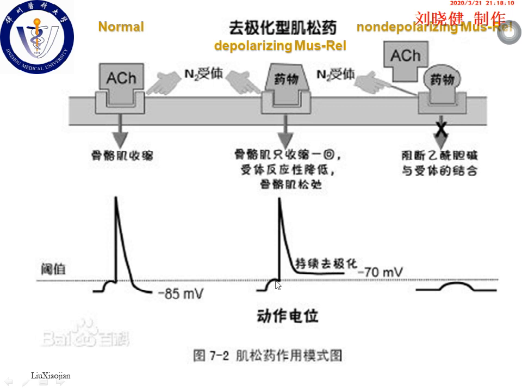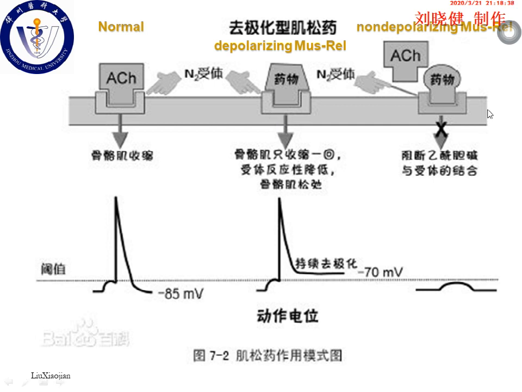But it still induces a new depolarization. So at the beginning of this drug's use, it also induces an initial contraction of the skeletal muscle, followed by skeletal muscle relaxation. Understand? So that's why this drug is called a depolarizing muscular relaxant.